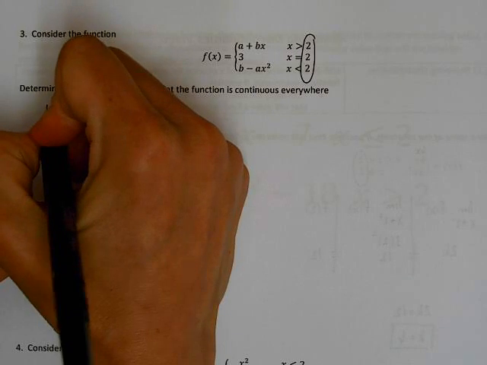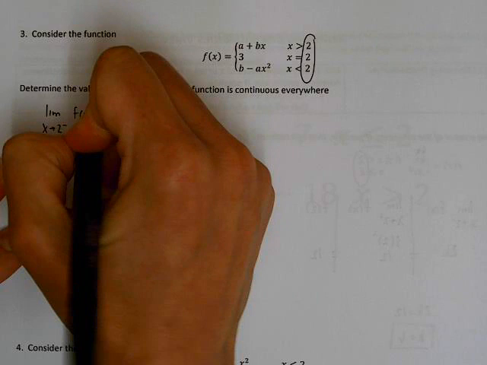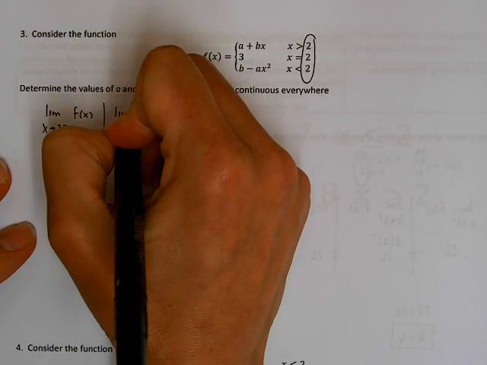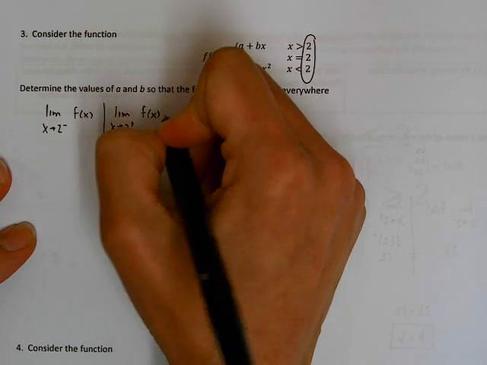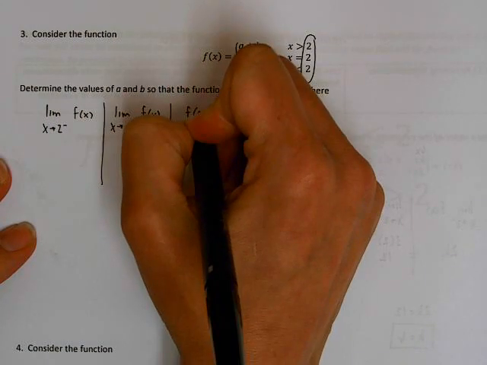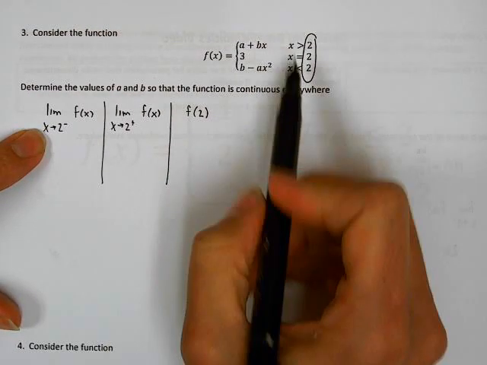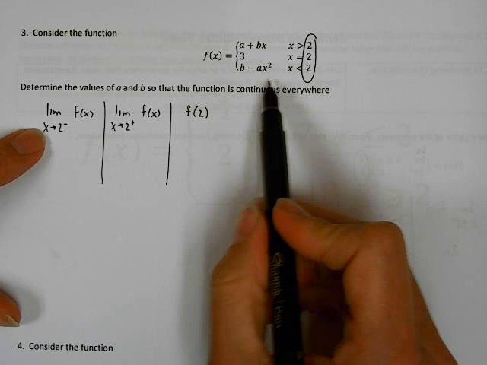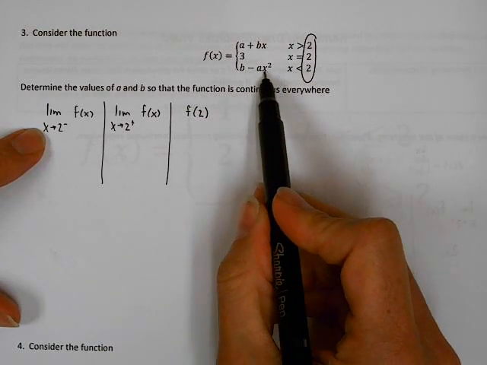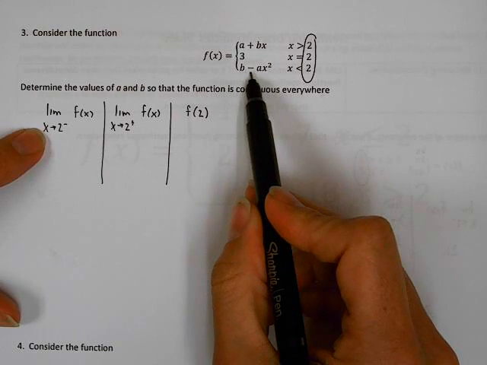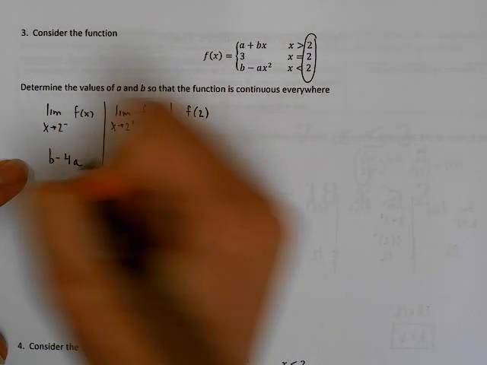So I'm going to set up my table where I'm comparing my limits with the function value. And let's see what happens here. So 2 from the left. Now we have to be careful of the order here. That's actually this piece where x is less than 2. We're going to plug in 2 for our x. So that means I'm going to have b minus 2 squared is 4. So b minus 4a for that limit.